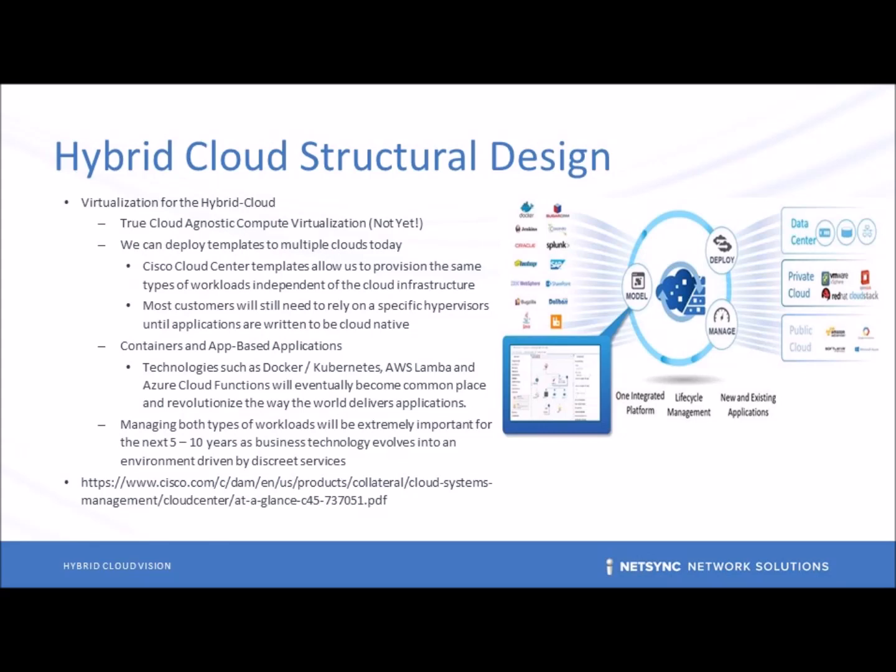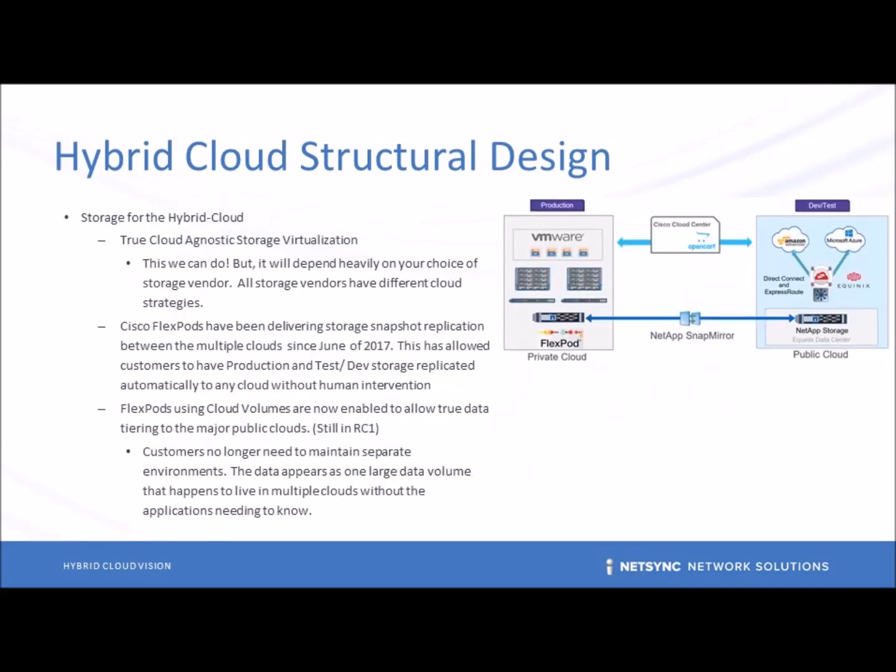The next one is storage for the hybrid cloud. True agnostic storage virtualization. We can do that today. We've been able to do it now for quite some time. It'll depend heavily on your choice of storage vendor. All storage vendors have a little bit different cloud strategies. There are some storage vendors who don't have any. Essentially, they're just telling you to direct connect to the cloud, run your compute in the cloud, and run your storage not in the cloud. I don't know if that's really a cloud strategy as much as just that's their way of doing it.